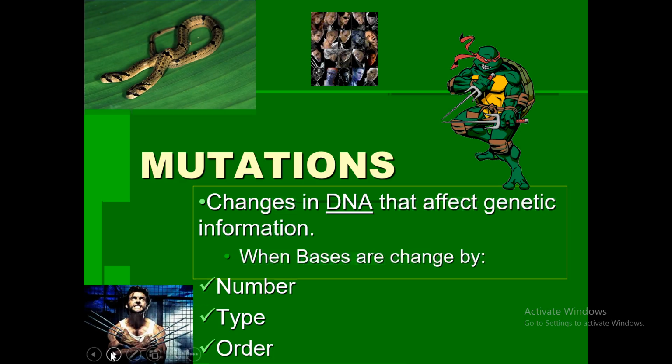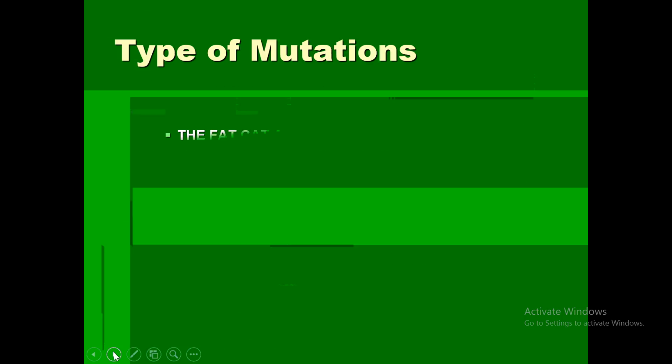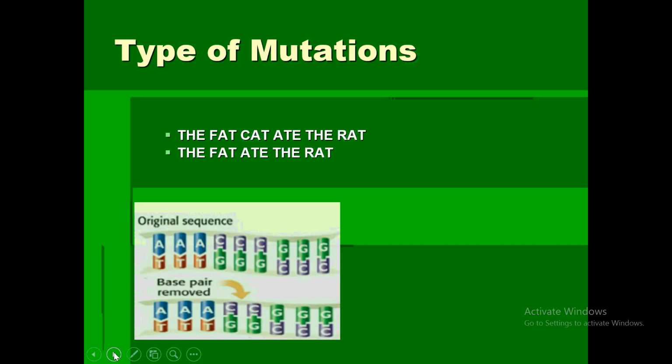So type of mutation. For example, you're not writing anything. If we have the fat cat ate the rat, right? But then now we have the fat ate the rat. Something is missing. It's a total change in the meaning. Correct? Right. All right. So that's an example. Your original sequence that you have here, your paper. You need to look at this. This is what you have.